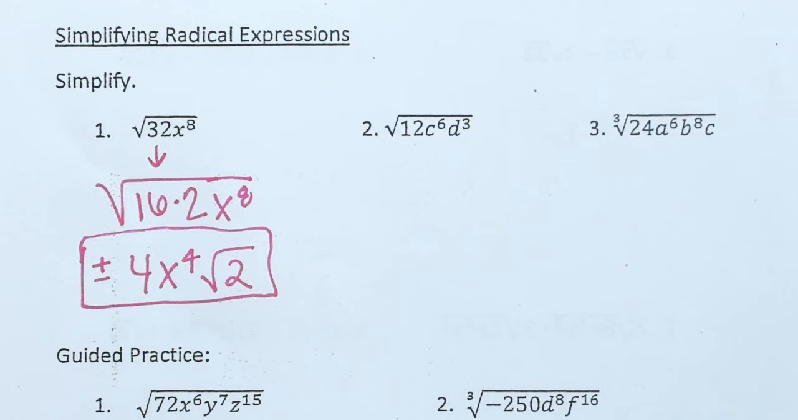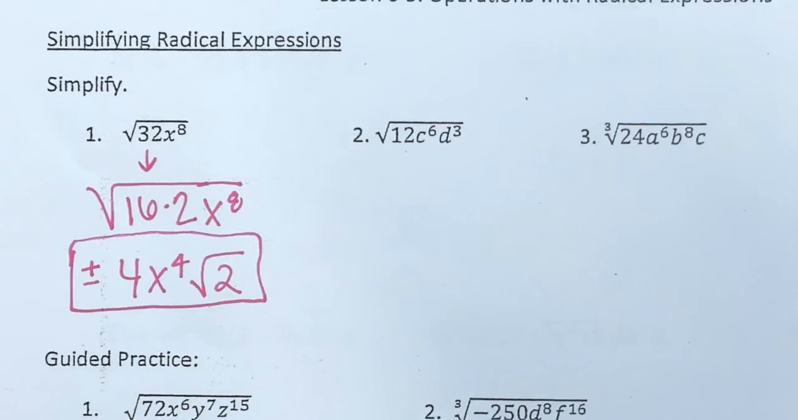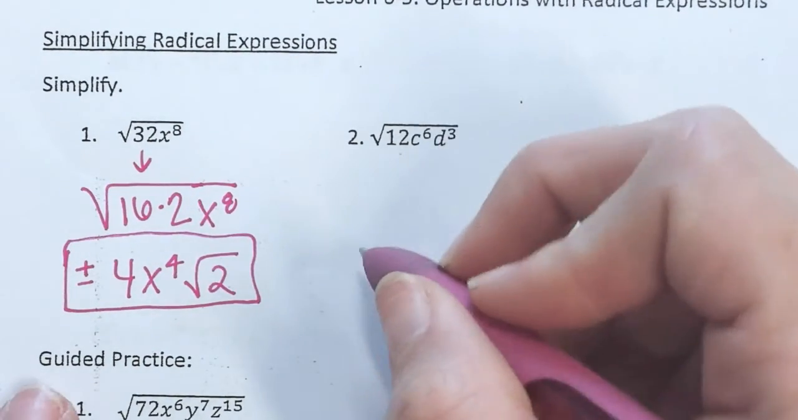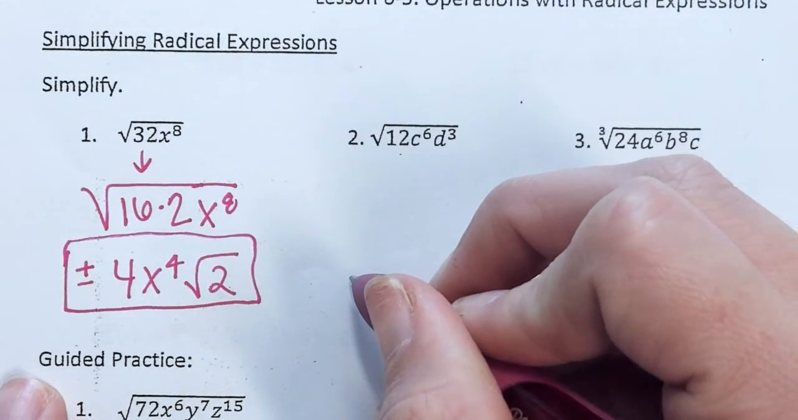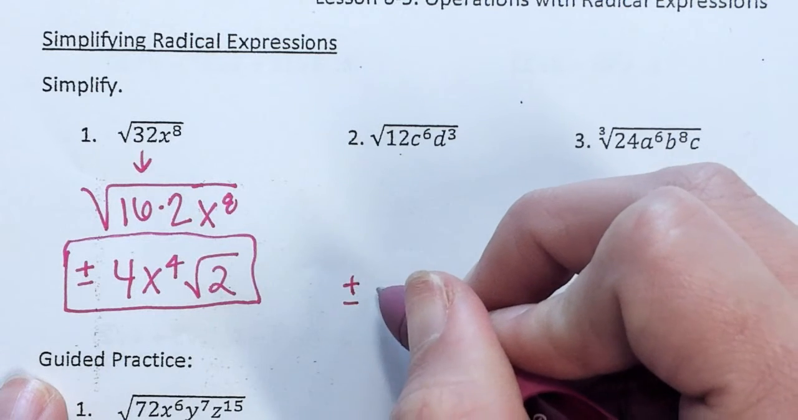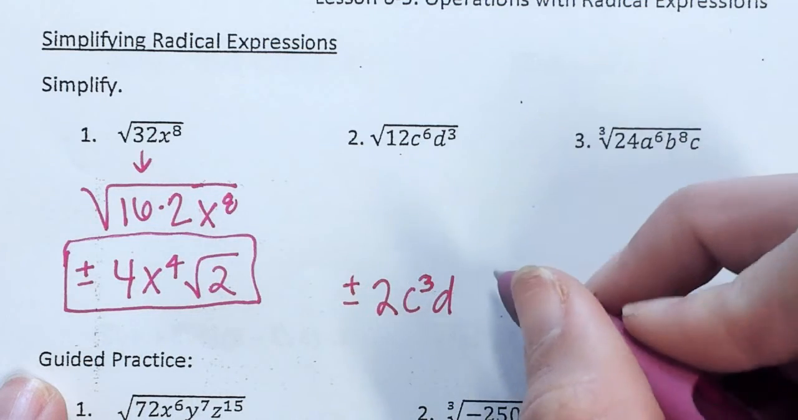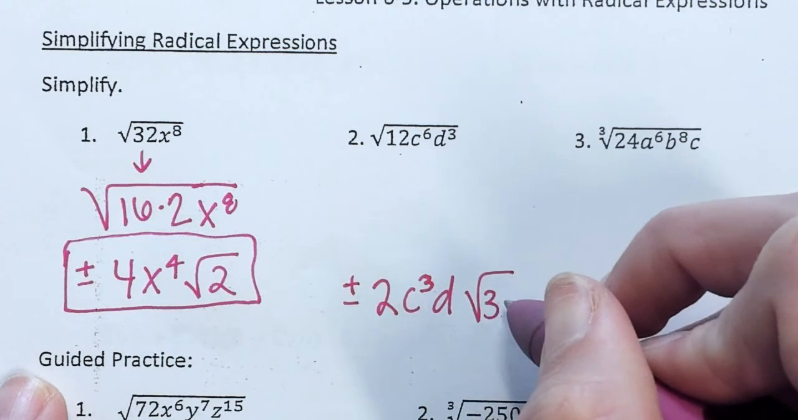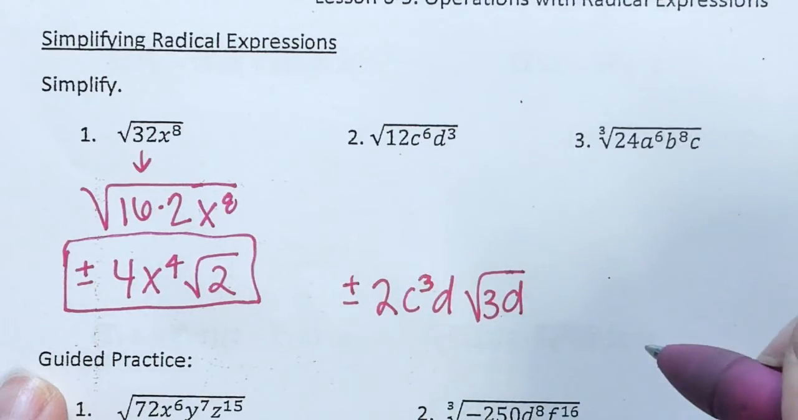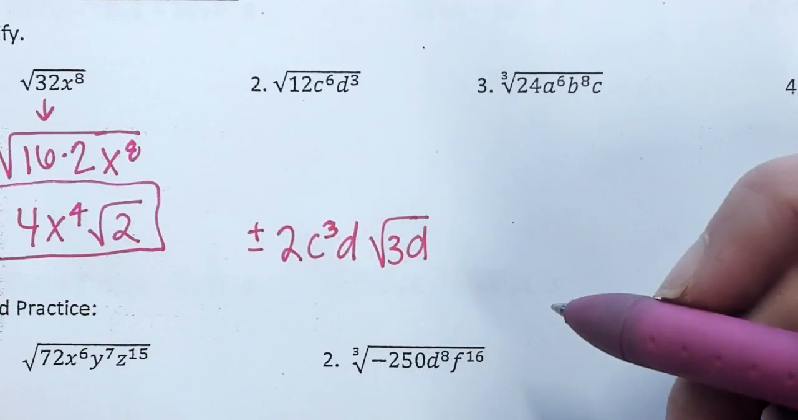Alright, are y'all done with number 2? Okay. Alright, somebody, final answer for number 2. Plus or minus 2c cubed times the square root of 3. Everybody agree? Any questions? Do number 3.